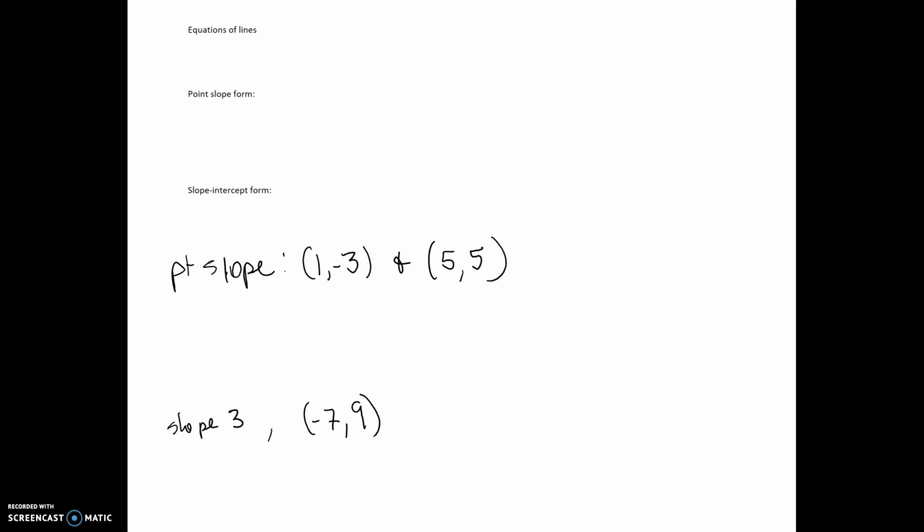Numbers 8 and 9 deal with writing equations of lines. And I just wanted to go over the forms really quick before we get started, even though 8's only looking for one in particular. Point slope form looks like this: y minus a y-coordinate equals the slope times x minus an x-coordinate. Slope intercept form: y equals the slope times x plus our y-intercept, b.